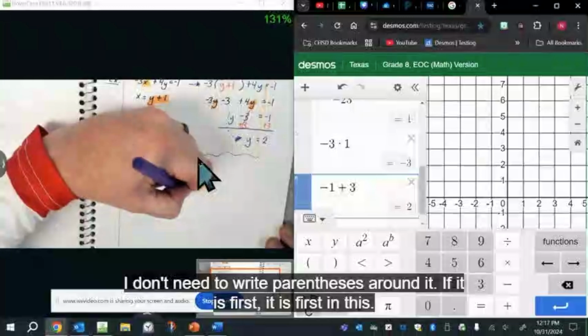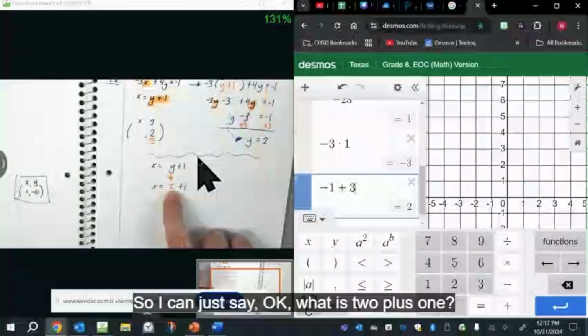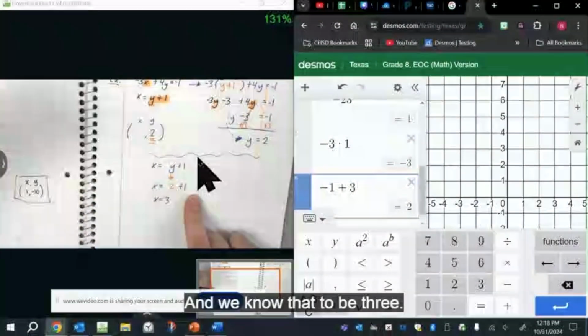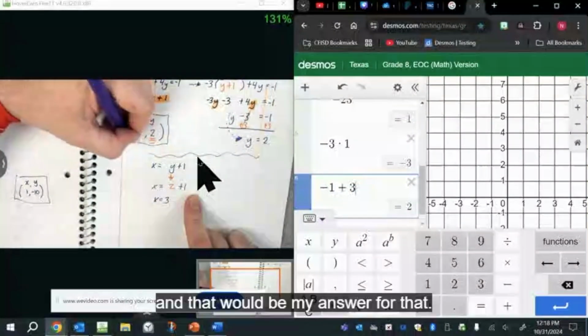I don't need to write parentheses around it if it is first. It is first in this, so I can just say, okay, what is 2 plus 1? And we know that to be 3. So these will cross at 3, 2. And that would be my answer for that.